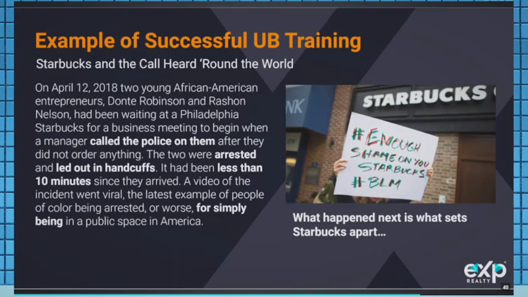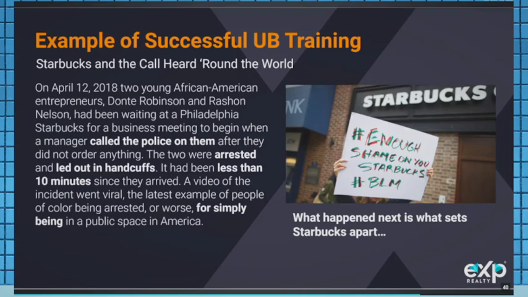Now, here's an example of successful unconscious bias training. This is Starbucks and the call heard around the world. On April 12, 2018, 2 young African-American entrepreneurs, Dante Robinson and Rayshawn Nelson, had been waiting at a Philadelphia Starbucks for a business meeting to begin when a manager called the police on them after they didn't order anything. The 2 were arrested and led out in handcuffs. It had been less than 10 minutes since they arrived. A video of the incident went viral, the latest example of people of color being arrested, or worse, for simply being in a public space in America.